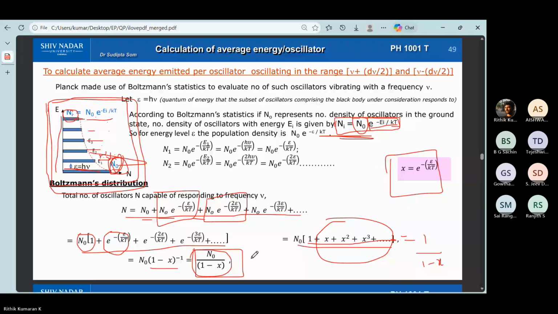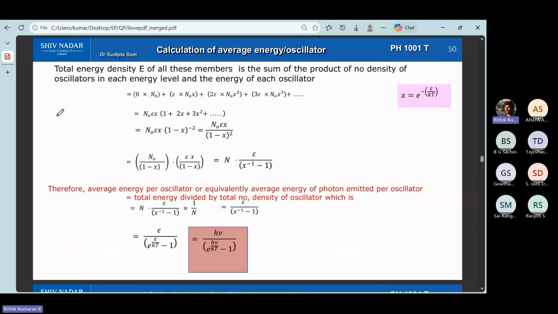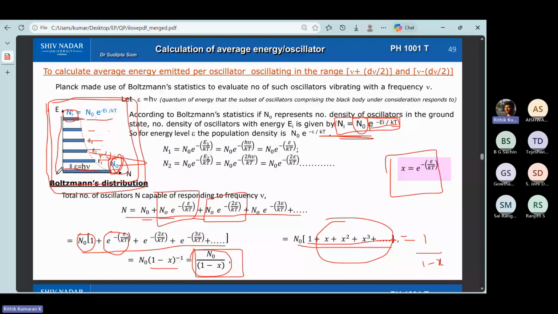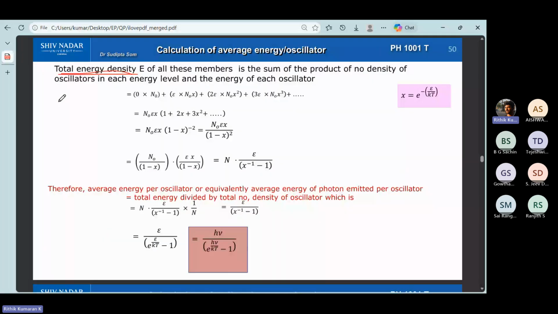Next, we have to get the total energy density. Correct? The total energy of the system we should get. I'll explain why we calculate all these to get the average energy. So as you see, you calculate the energy for each level, add those, and you will get the total energy of the system. So what is energy? It is basically epsilon into the thing there.